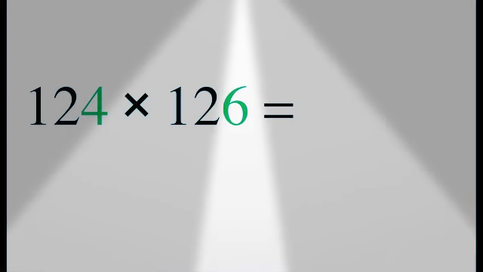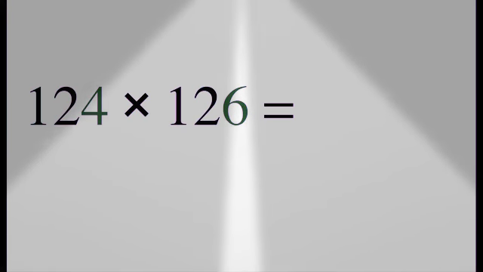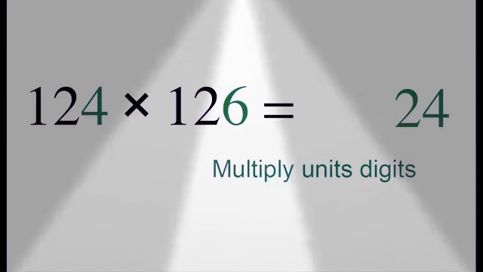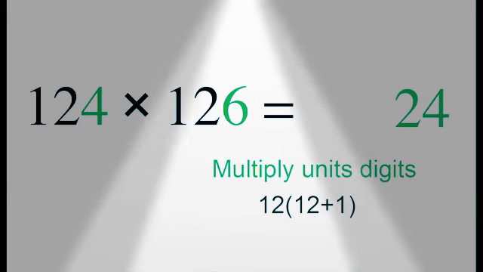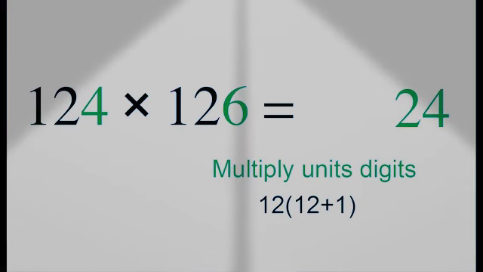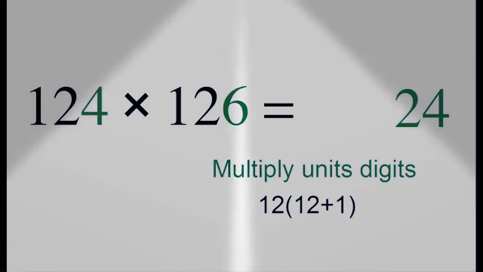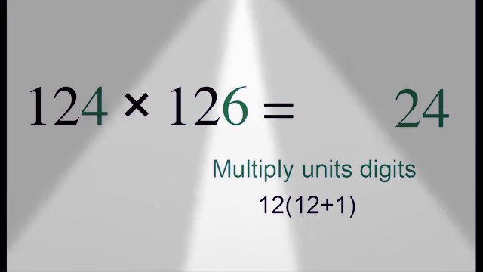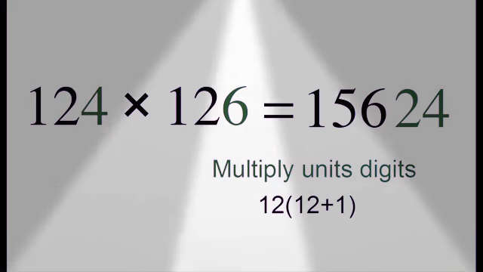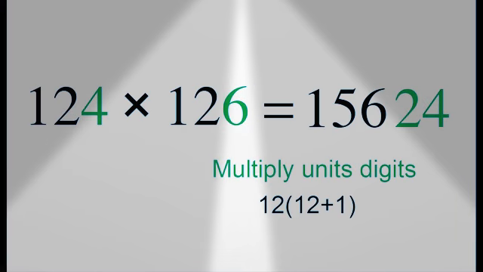We can also extend this to three-digit numbers. Let's say we want to do 124 times 126. We multiply the units digits of 4 times 6 to get 24. And now we multiply the rest of the digits. So we have 12 in both numbers, and we need to multiply it by 12 plus 1, 13. Some of you will know what this is. Others of you will know that 12 times 13 is 156 because it's on the cover of my book, Multiplying Numbers by Line. But quite amazingly, this procedure will work even for three-digit numbers.